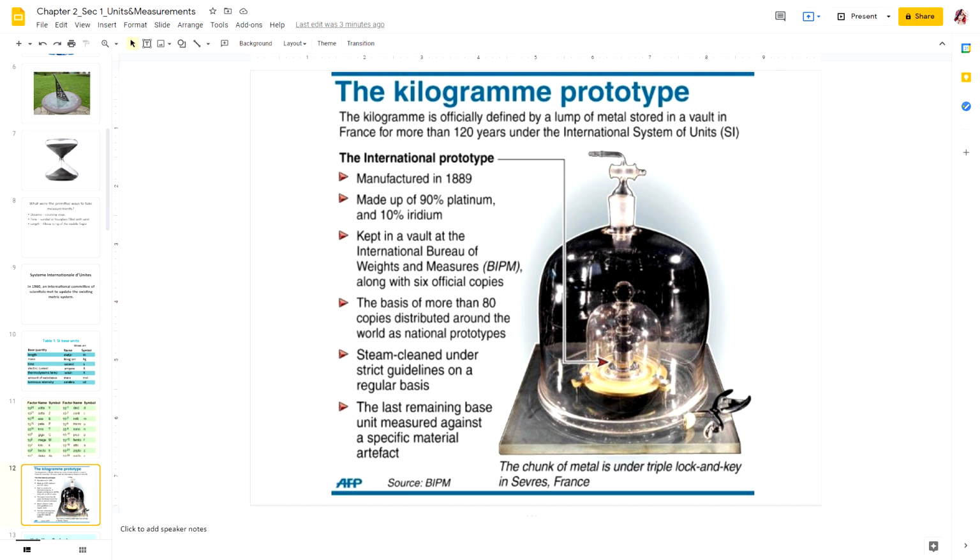So to avoid it getting lost or taken by anyone, they have placed this under triple lock and key, just to make sure that the standard for the kilogram that we are using nowadays is kept safely in France. Okay, so that's how they have created the kilogram, and it is from this prototype.